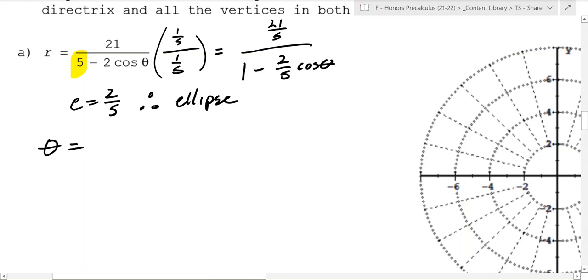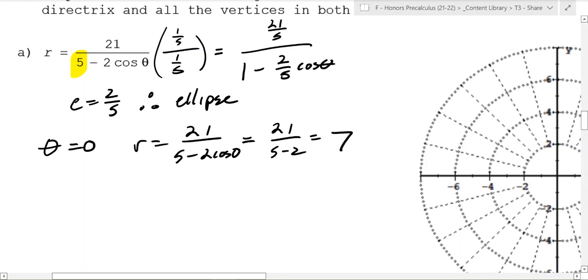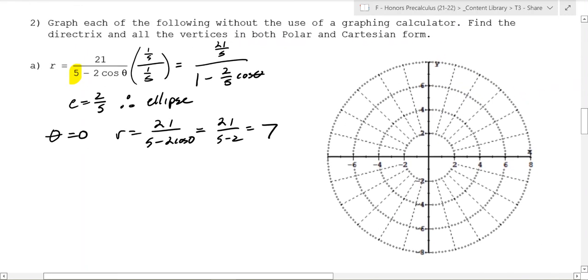When theta is equal to 0, so when it's on the x-axis, r is going to equal 21 over 5 minus 2 cosine 0, which is equal to 21 over 5 minus 2. Let me put that right under there so it's a little bit cleaner. So that's 21 over 3, which is 7. So that means we have the point 7 when this is theta right there. So that point right there is 7 comma theta value of 0.